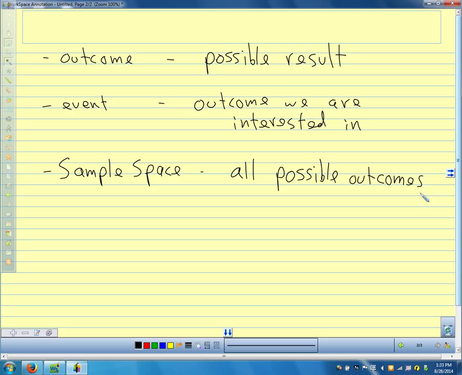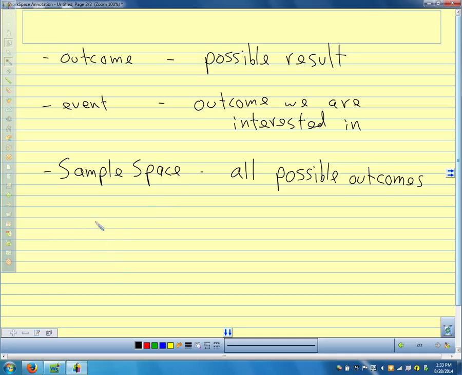Think about how big the sample space is if you drew 5 cards from a deck of cards. All the different ways you could draw 5 cards. That's a big sample space. So sometimes sample spaces are really, really, really big. Are we good with these 3 words? We'll talk about outcomes, events, and sample space. Fair enough.